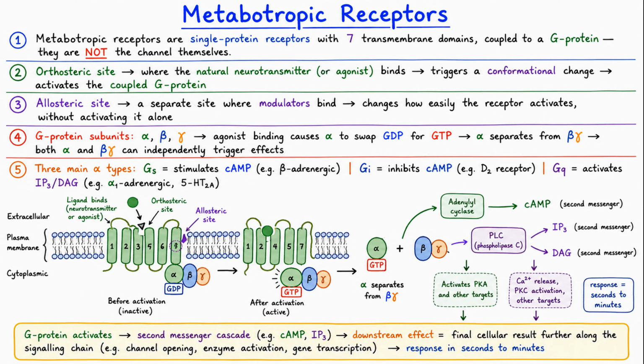The D2 receptor, which is central to antipsychotic mechanisms, works through Gi, and Gq activates a different pathway entirely, involving IP3 and DAG. Alpha-1 adrenergic receptors and 5-HT2A both work through Gq. So all of this, the second messengers, the enzyme activation, the eventual change inside the cell, that's what we mean by the downstream effect. It's simply the final result further along the signaling chain from that original binding event at the receptor.